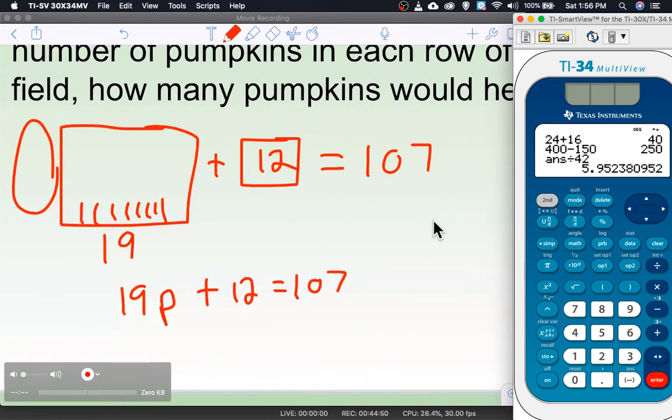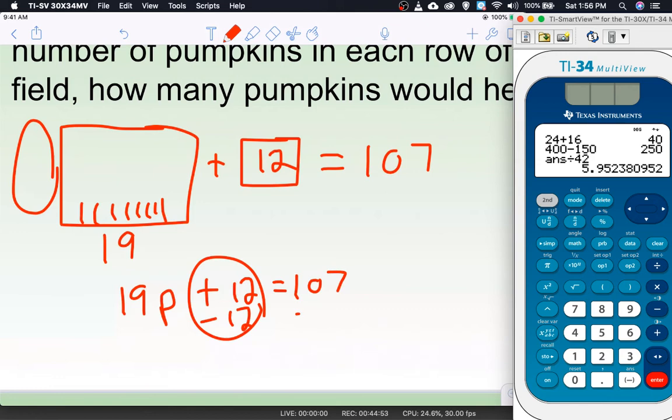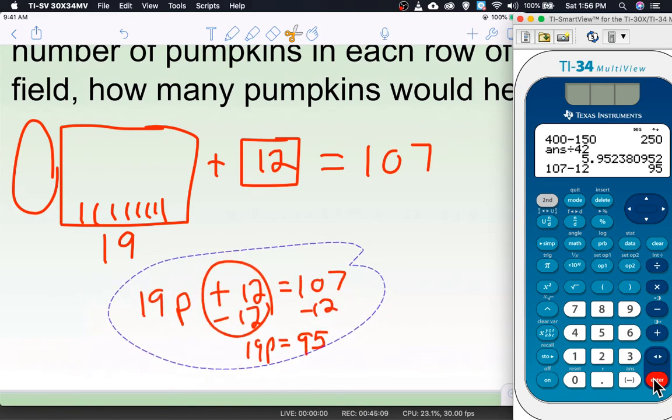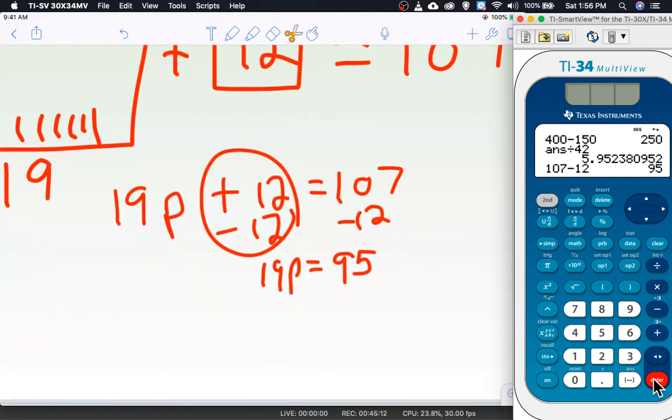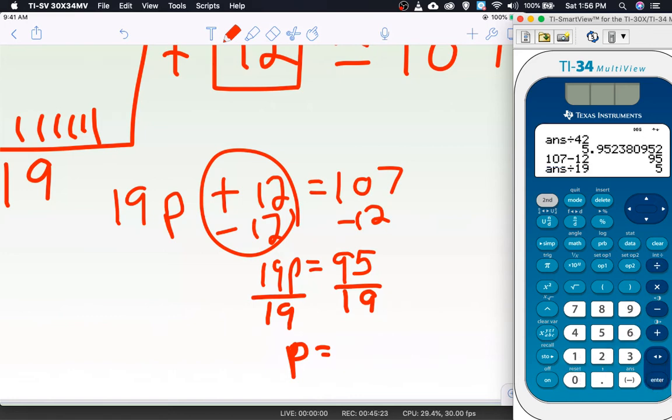If I solve this equation by subtracting 12 on both sides, 19p equals 107 minus 12, which is 95. And then I'm going to divide by 19 on both sides. And p equals 95 divided by 19, which is 5. So I know that p is 5.